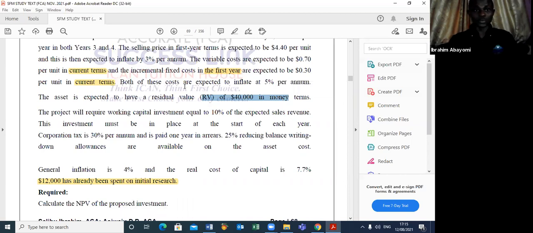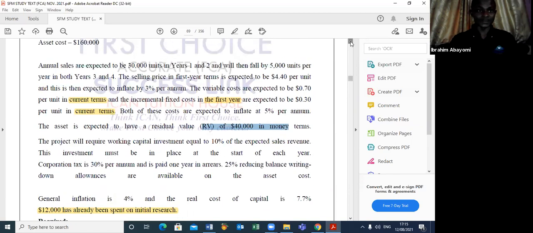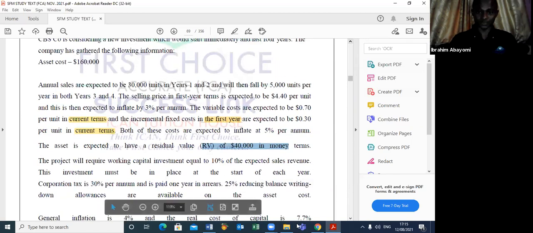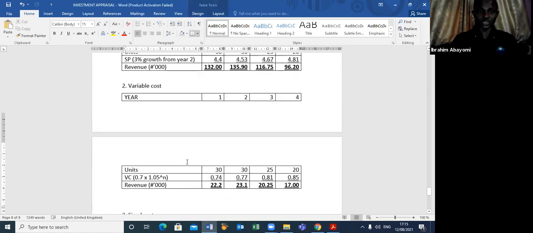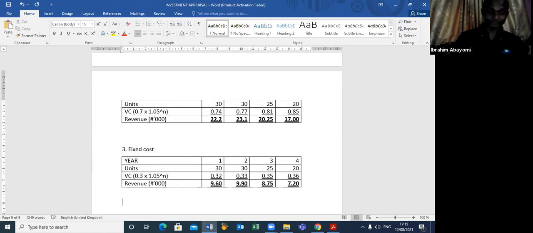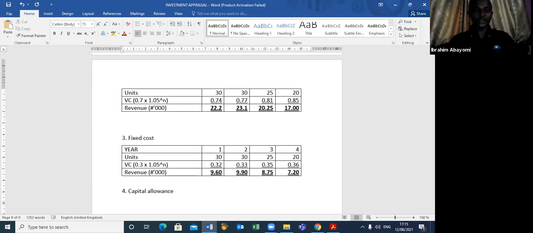So what is the cost of the machine? I think 160,000. So let's go and compute our capital allowance. Let me see what to do. That should be note 4. Capital allowance.